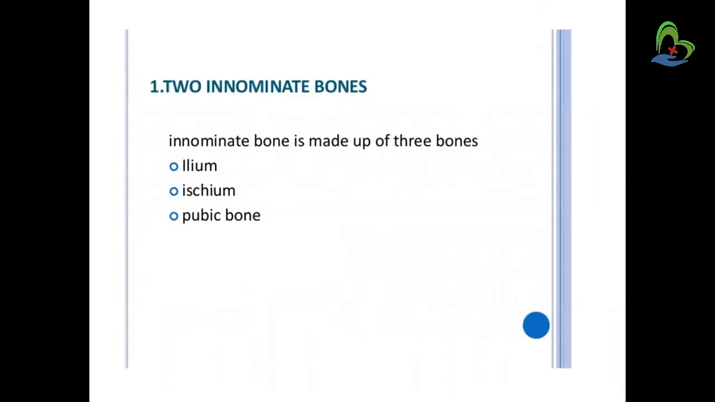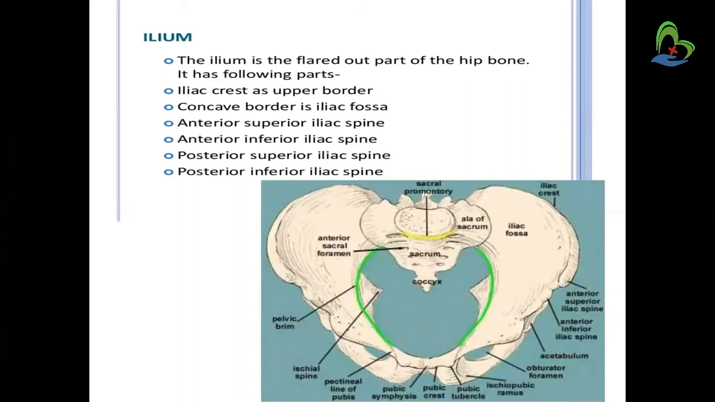Now the two innominate bones. As we've seen in the picture, each innominate bone is made up of three bones, that is the ilium, ischium and pubic bone. So these three bones together form one innominate bone. Now the ilium.